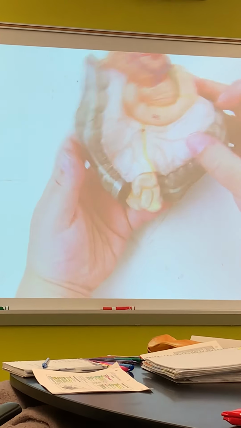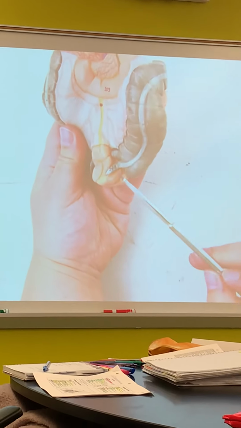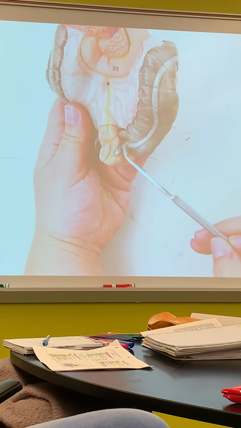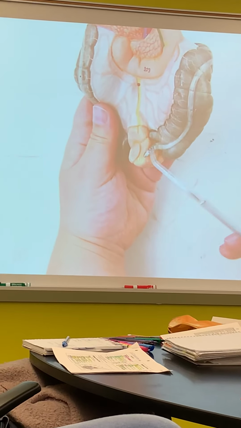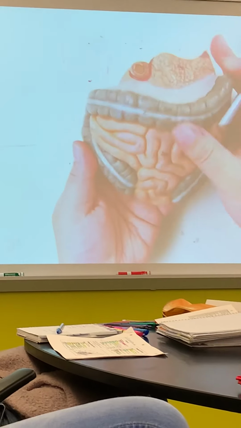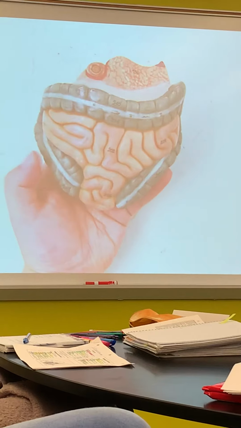I also might use this side of the model to tag this little structure. This is the appendix, hanging off the cecum of the large intestine. That's the appendix. On the front of this model, I use this for a couple possible things.